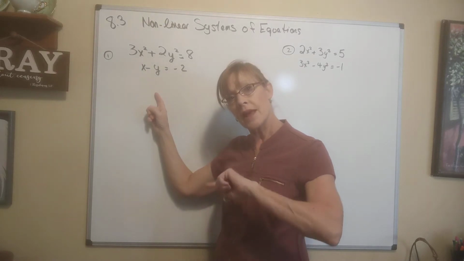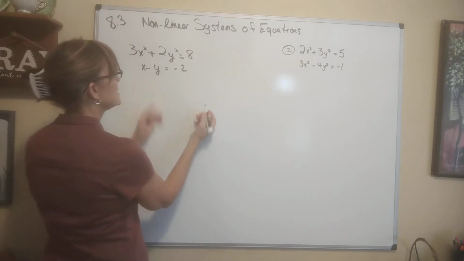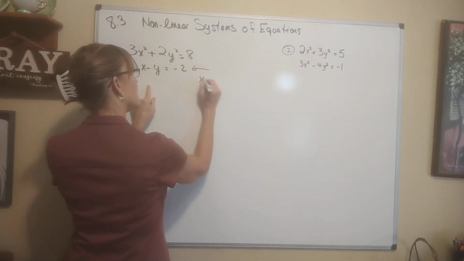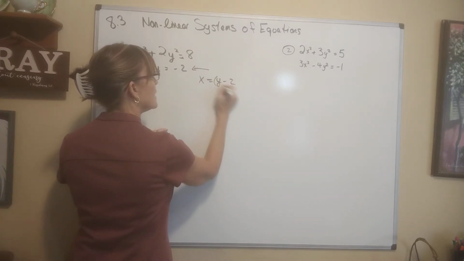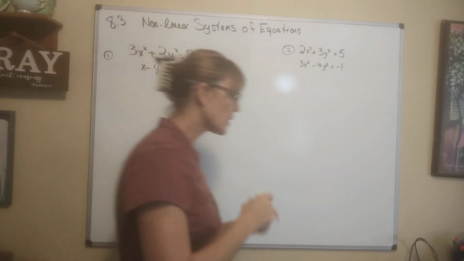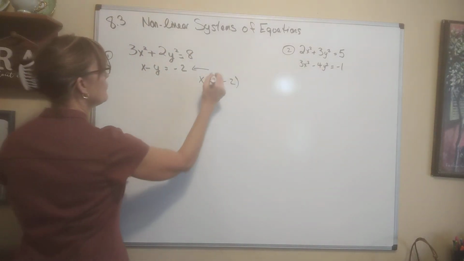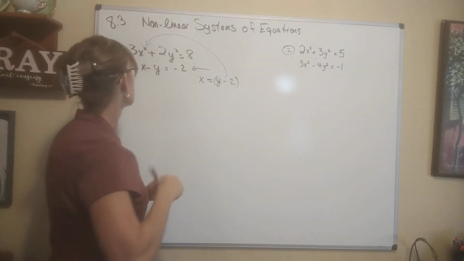I'll solve for either x or for y. So I'm choosing to solve for x because it looks easy to do. So to solve for x here, what I'm going to do is add y to both sides. X is equal to y minus 2. Now I'm going to use the substitution method where I substitute in y minus 2 for the x in the first equation. So that's going to look like this.